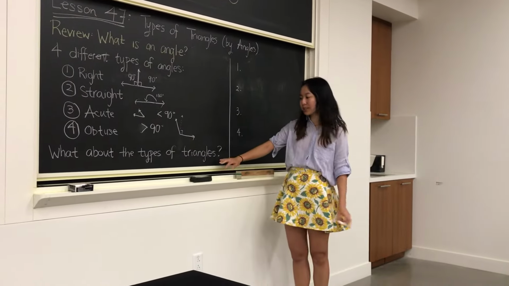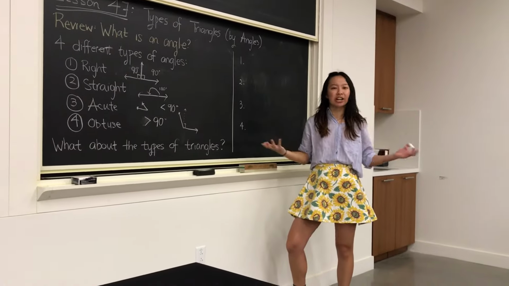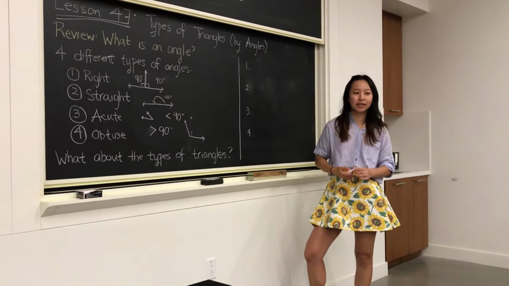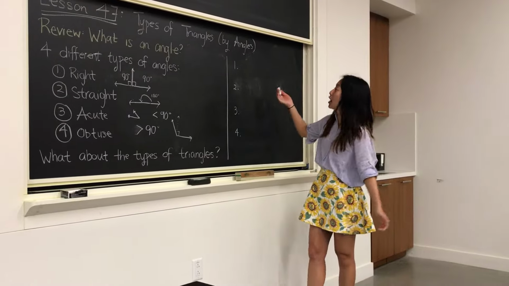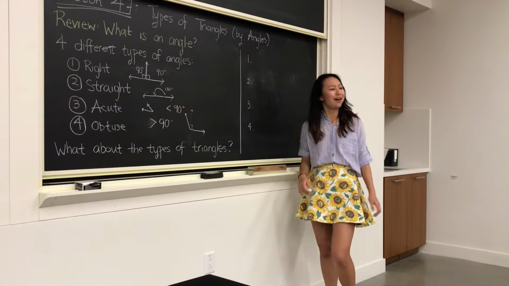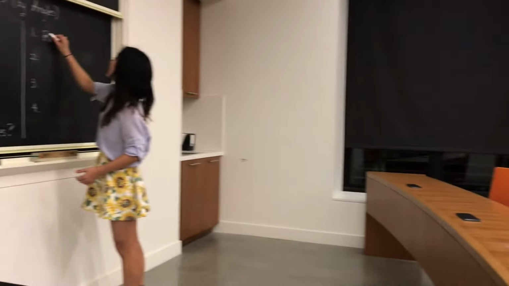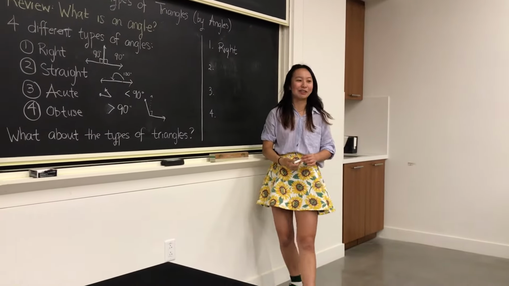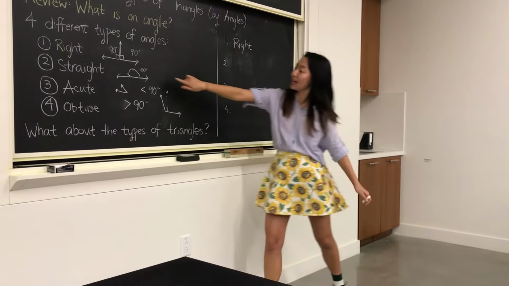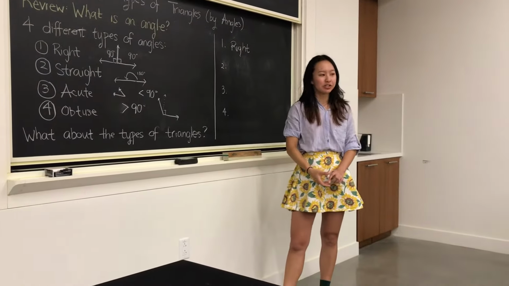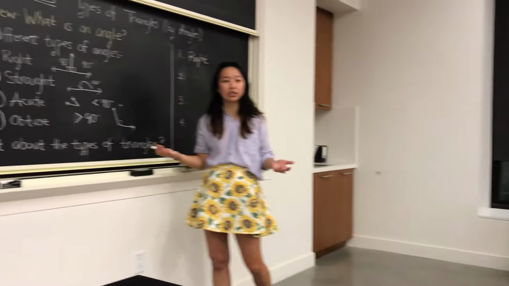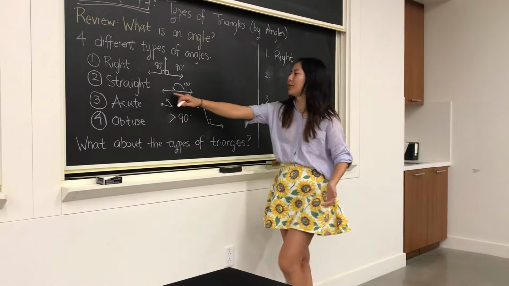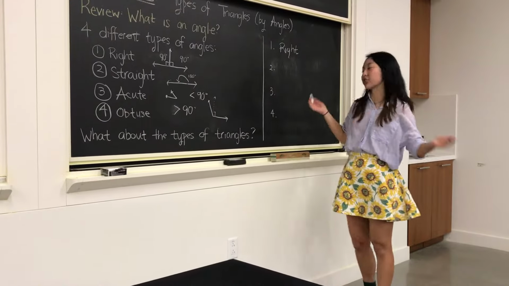So how can we use this to classify triangles, which is our end goal today? If, let's say, a triangle has a right angle, what do you think we'll call that? Right. A right triangle. You are absolutely right. So how about a straight angle? Do you think a triangle can have a straight angle if a straight angle is 180 degrees? Isn't that a line? Yeah, it is just a line, and a triangle's angles add up to 180. So this is obviously not a triangle, so we don't have a straight triangle.